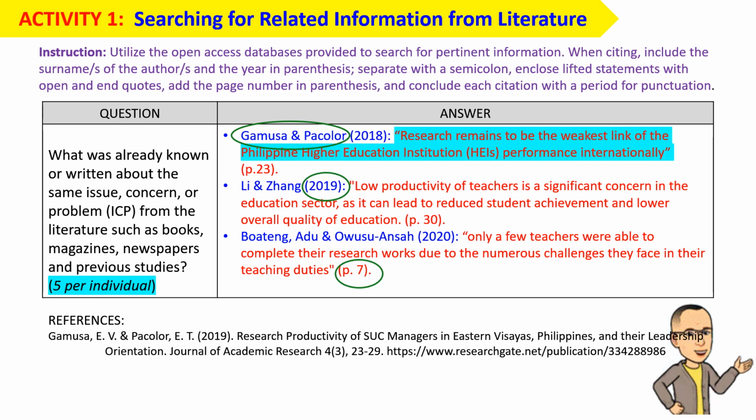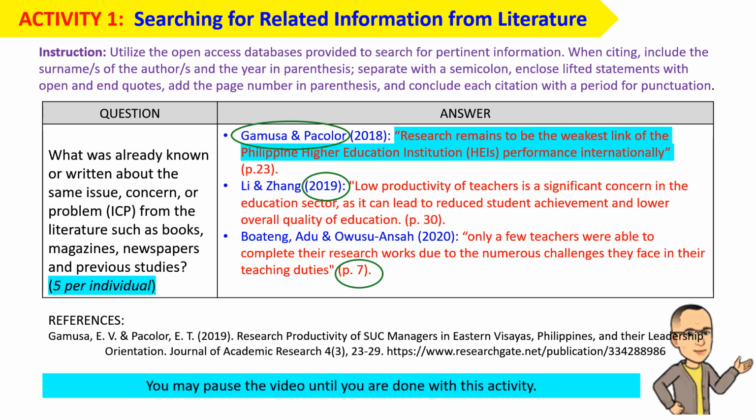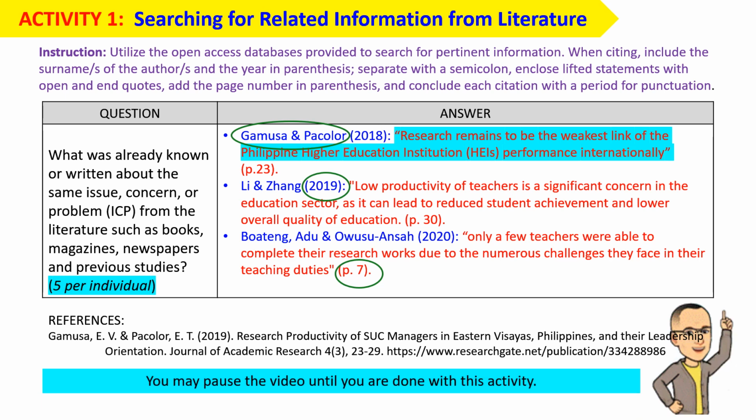If you are working on a research project as a group, assign each member one open access website to avoid duplication. See to it that one member is assigned to books.google.com. Each member should accomplish one activity sheet with at least 5 relevant citations to be collected on the date of submission. This shall be processed in the next Writeshop. You may pause the video until you are done with this activity.